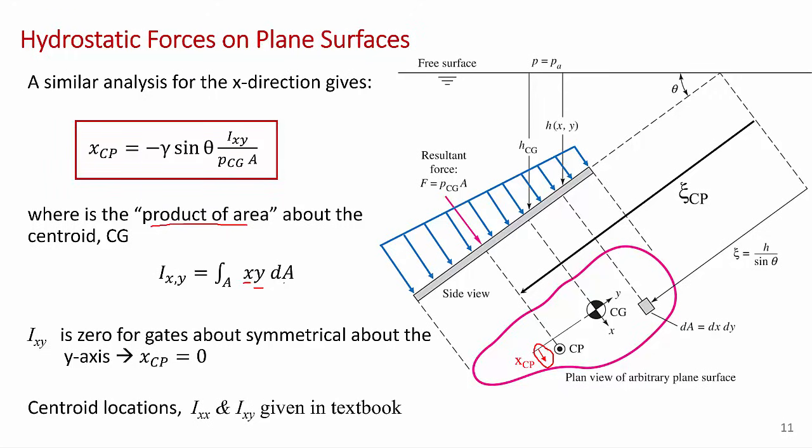Now, if you have a gate that's symmetrical around the y-axis, and that's going to be mostly the case, then you'll find that Ixy is 0. That's going to result in xcp being 0, so it'll be in line with the center of gravity. Now, luckily, you don't have to evaluate these integrals. Ixx and Ixy are given in a table in your textbook.